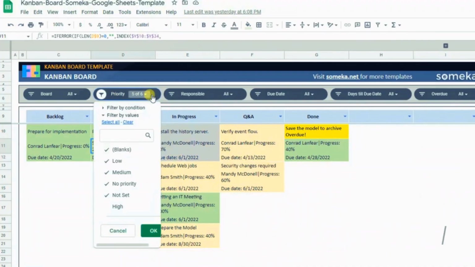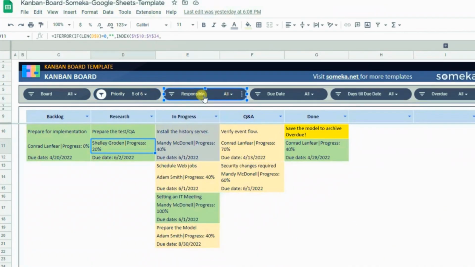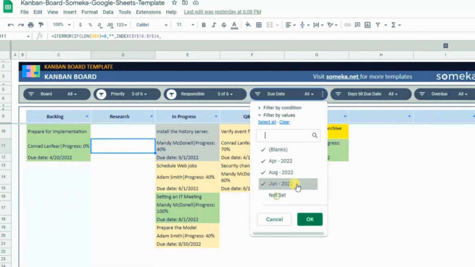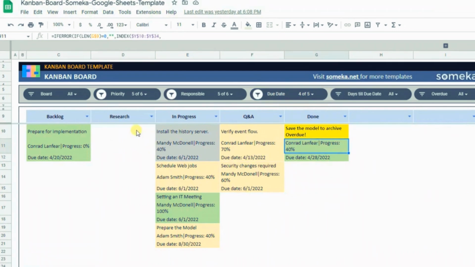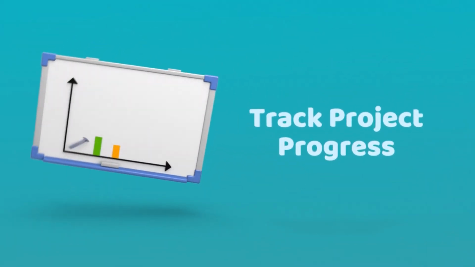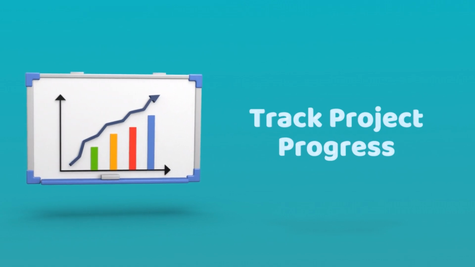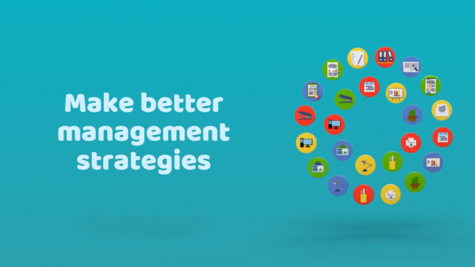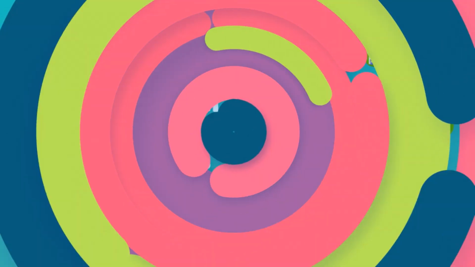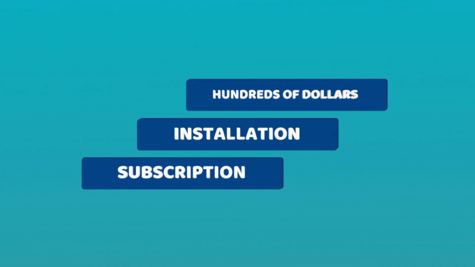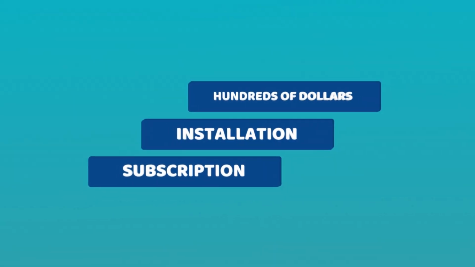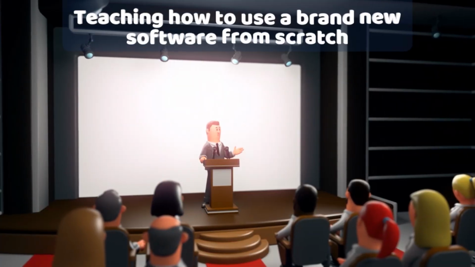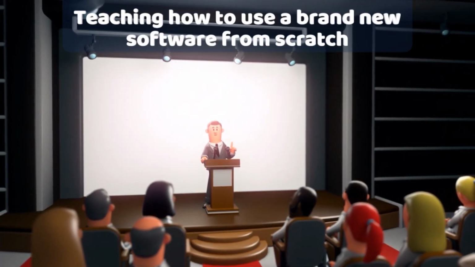Now, Steve was able to set priorities, assign project managers, add deadlines, and his team members were able to effectively track project progress. They could analyze their results by the end of every week to see how effectively the team worked and maybe come up with task distribution for better results. All this was possible with Someka without spending hundreds of dollars, installation, subscription, and hours spent teaching the team how to use brand new software from scratch.